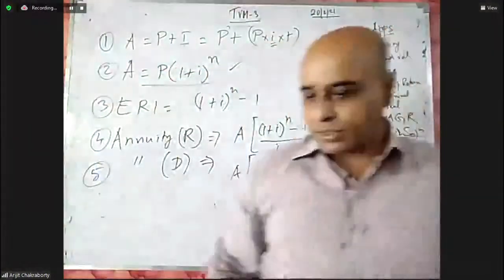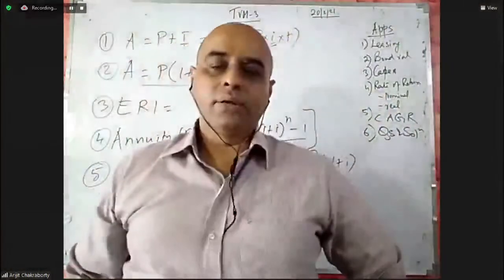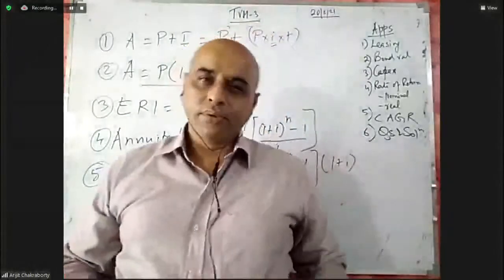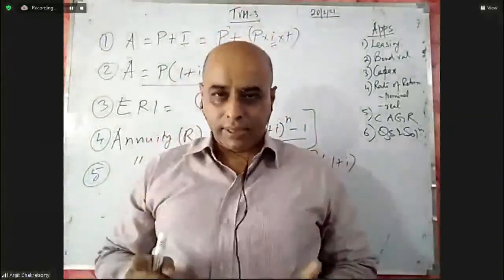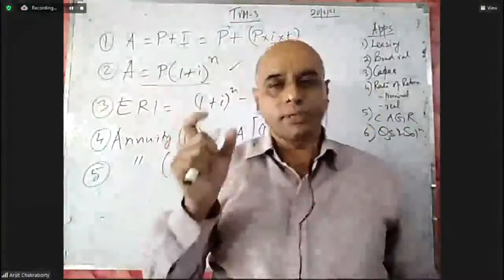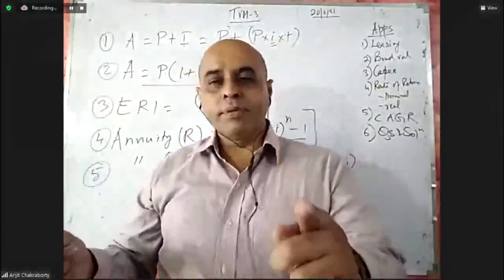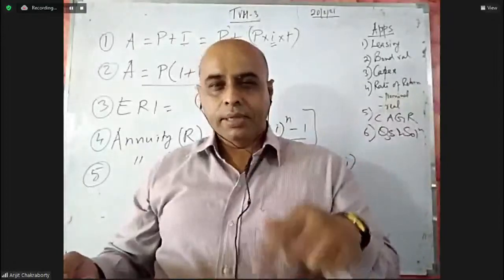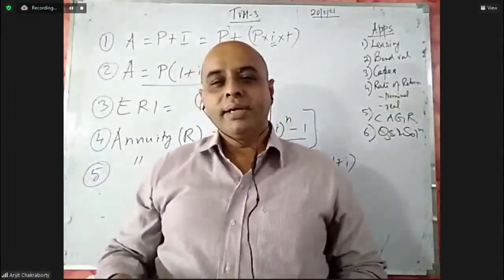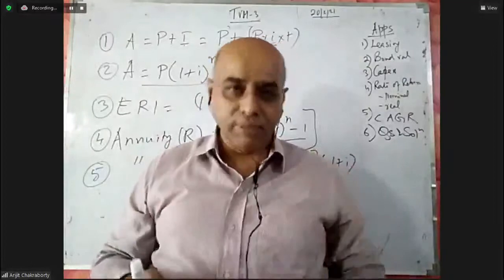Okay, Ishika, there's a question: how to know whether the question is asking us to find out annuity due or annuity regular. Now, they will tell you in the problem. Suppose the problem goes like this: Mr. X receives a payment of 10,000 every year, and the first payment is received immediately. The word immediately should strike in your mind that it is an annuity due or an annuity immediate.